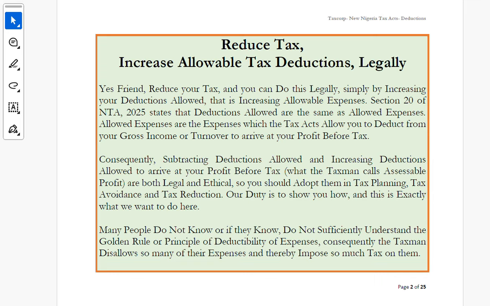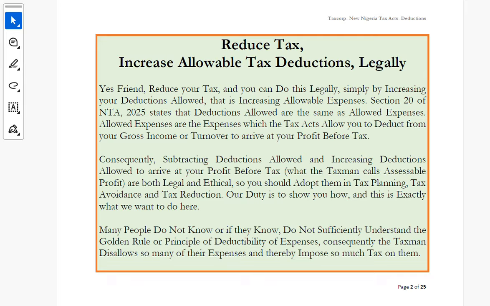Section 20 of the NTA 2025 states that deductions allowed are the same as allowed expenses. Allowed expenses are the expenses which the Tax Act allows you to deduct from your gross income or turnover to arrive at your profit before tax. Consequently, subtracting deductions allowed and increasing deductions allowed to arrive at your profit before tax, what the taxman calls assessable profit, are both legal and ethical. So you should adopt them in tax planning, tax avoidance, and tax reduction.